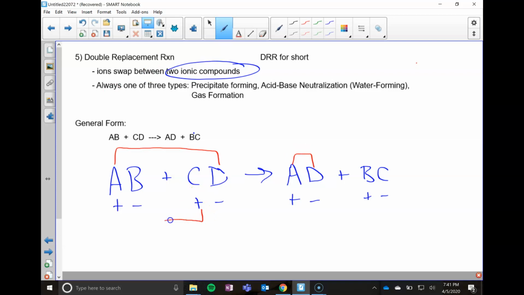And then this positive will pair up with this negative, so that means I wrote this backwards over here. That should be CB, so that up here should be CB, because the positive always comes first. Okay, so you just have 2 ionic compounds that are swapping the positives and the negatives with each other, okay?